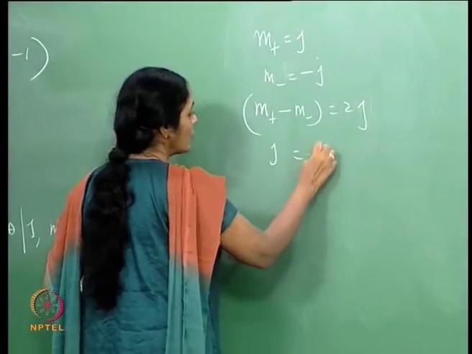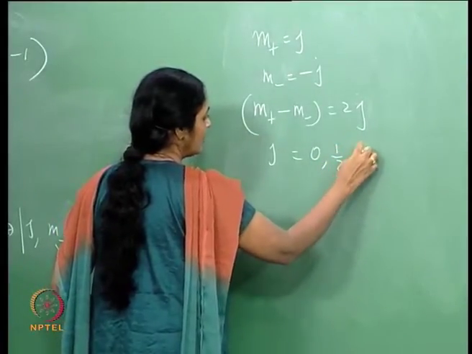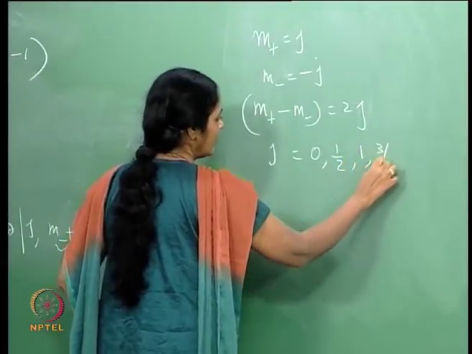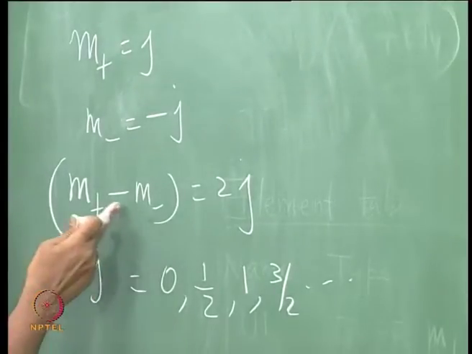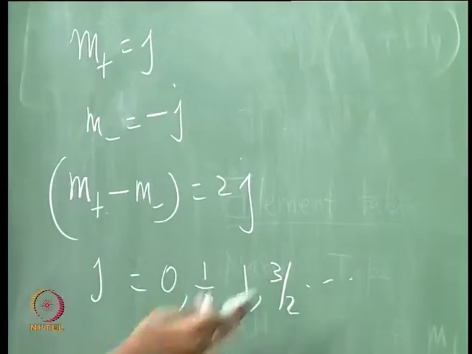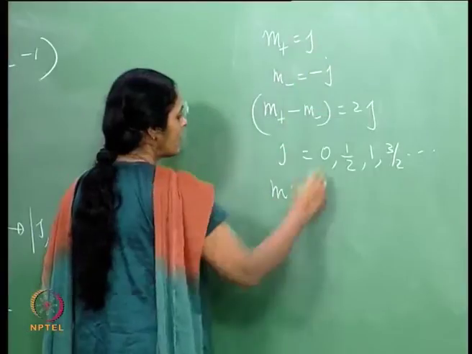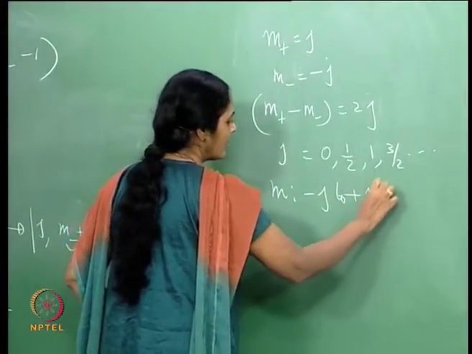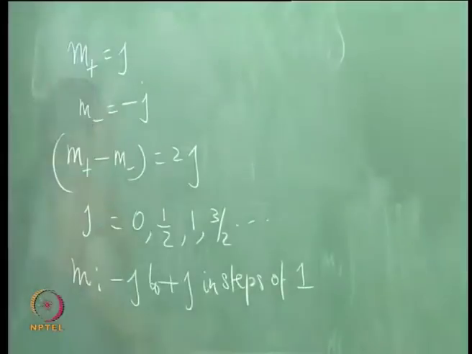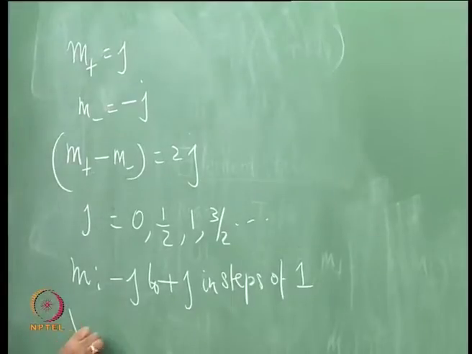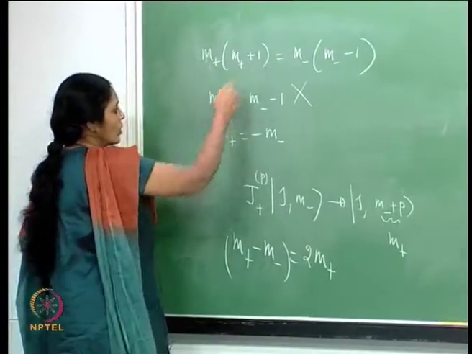Therefore, j takes values 0, half, 1, 3 by 2, and so on. If this is 0, of course it is 0. If this is 1, it is half. If it is 2, it is 1, and so on. And m can take values minus j to plus j in steps of 1. And lambda itself is therefore j into j plus 1. It is j into j plus 1.